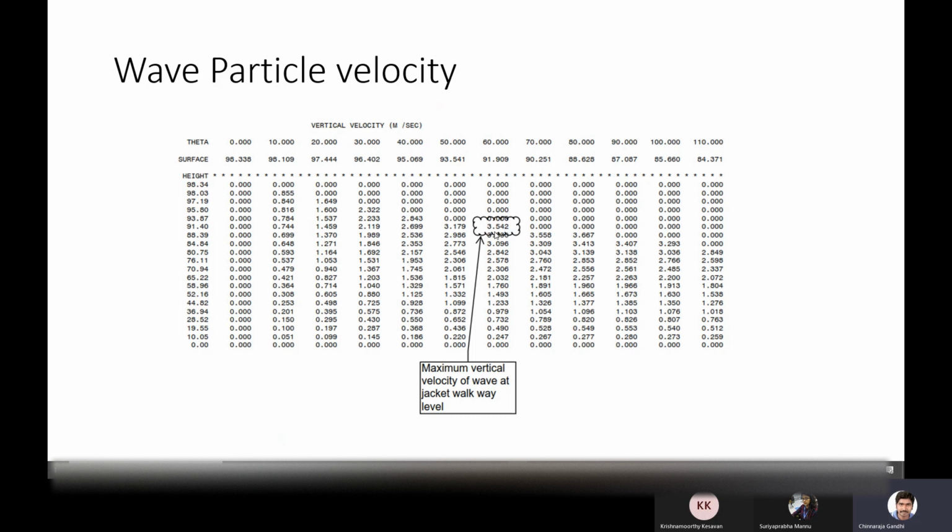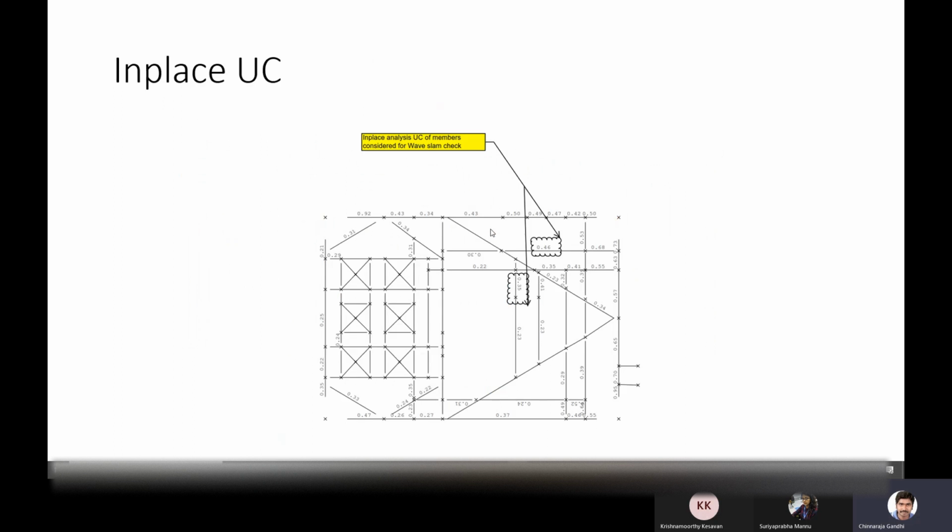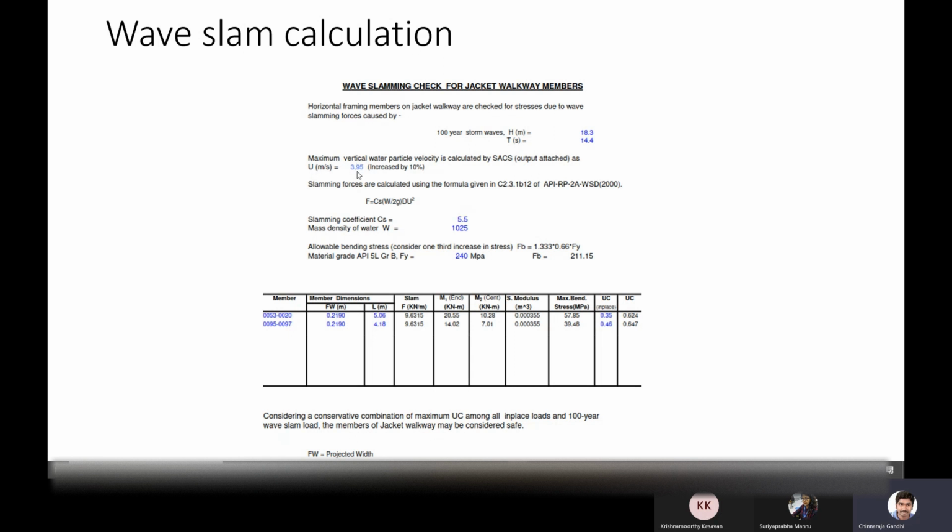We know that because the DAF is going to be given in the load combination. Whatever we have calculated, whether it is 10%, 20%, you just multiply with this velocity. So that's what we did here. The maximum vertical water particle velocity is calculated from the SACS output as this one, increased by 10%. Or whatever the DAF is coming, if it's calculated as 1.2 or 12%, you multiply the DAF with this velocity.